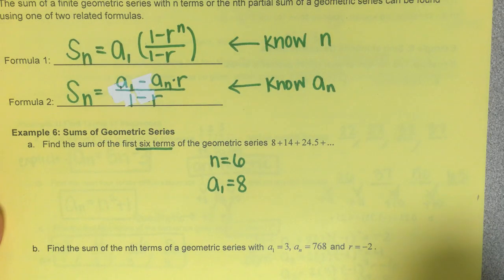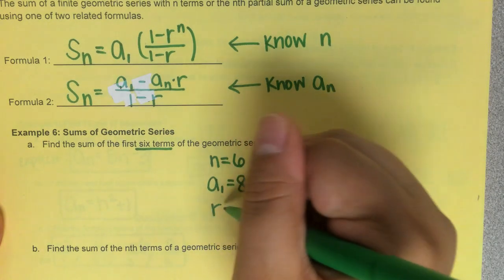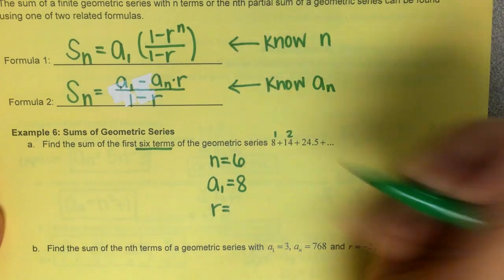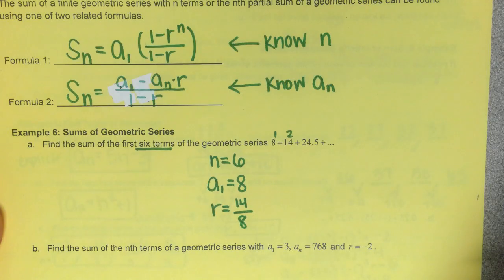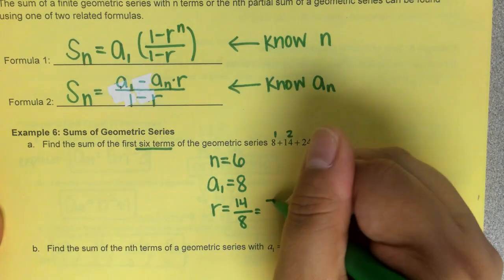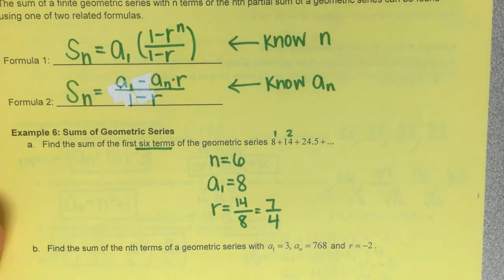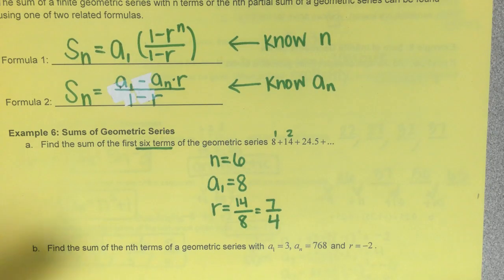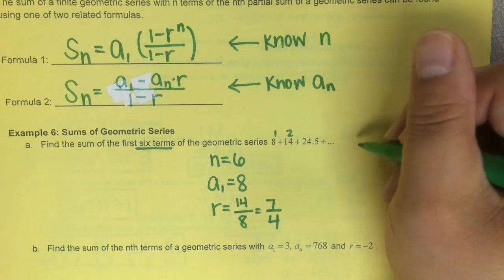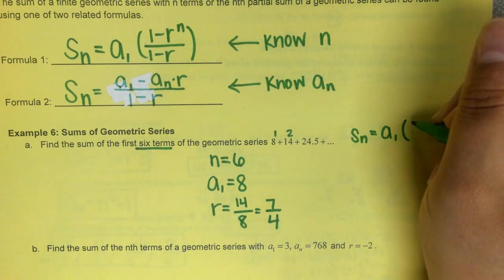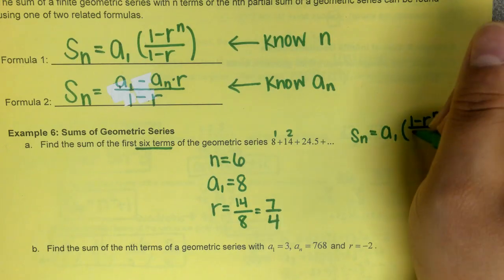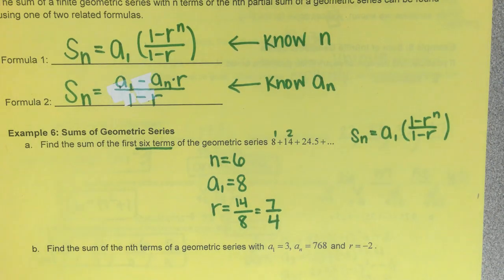Last thing, what do I need to know? R. How do I find R? Your second term over your first term. Y'all, what is 14 over 8 reduced to? I have n, a of 1, and r. What am I going to use? The first equation. S of n equals a of 1, 1 minus r to the n, over 1 minus r. And you're literally going to plug in.